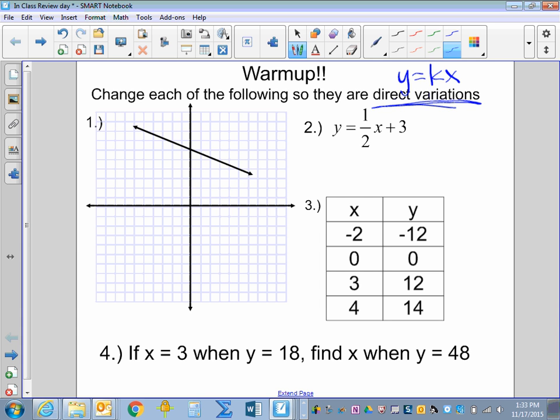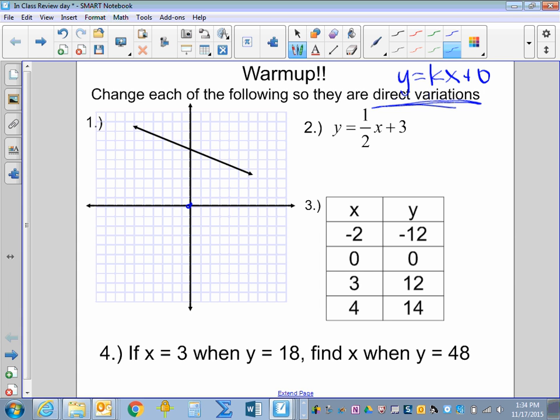This is very similar to our graphs before where we had slope-intercept forms. What is my y-intercept for any direct variation graph? 0, yes. My y-intercept is always 0 for a direct variation graph. That means it must go through the origin. So all direct variations go through the origin.